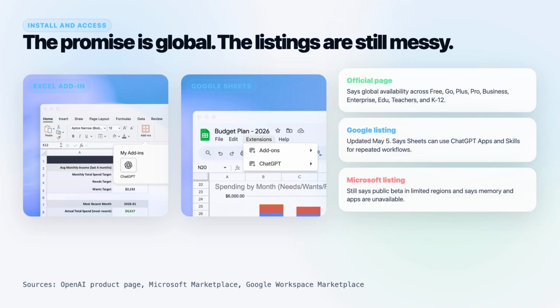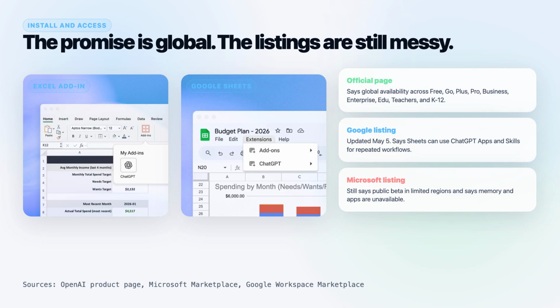The install story is simple on paper, but the details are messy. The official page says ChatGPT for Excel and Google Sheets is available globally for business, enterprise, edu, teachers, K-12, free, Go, Pro, and Plus users. The Google Workspace Marketplace listing was updated on May 5th and says the Sheets add-on can build, analyze, and update sheets using natural language. It also says you can bring in ChatGPT apps, including Gmail, Stripe, SharePoint, and others, and build skills for repeated workflows like scenario analysis or financial reconciliation.